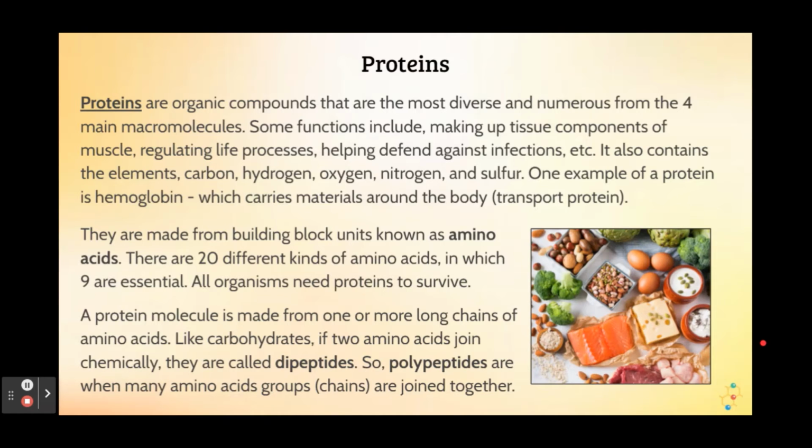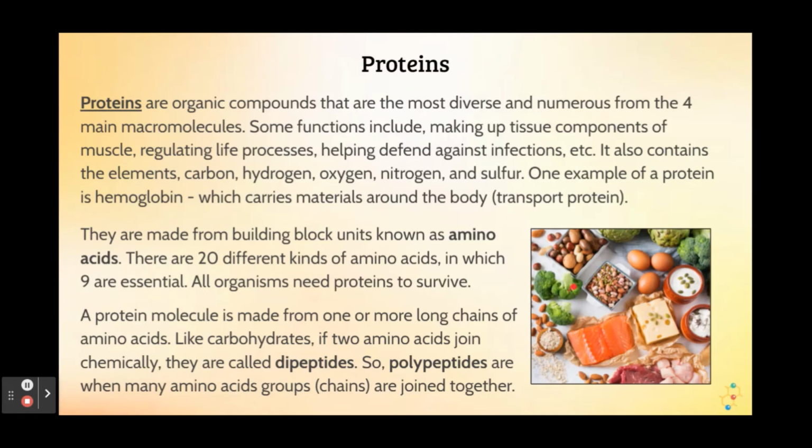Proteins are made from building blocks known as amino acids. There are actually 20 different kinds of amino acids that we know of in our body, of which 9 are essential. All organisms need proteins to survive. We already know that. A protein molecule is made from one or more chains of amino acids. Like carbohydrates, if two amino acids join chemically together, instead of disaccharides, they're called dipeptides. Polypeptides are when many amino acid groups, so many chains of amino acids, are joined together.